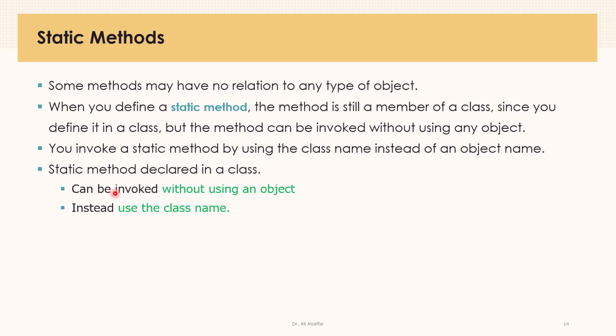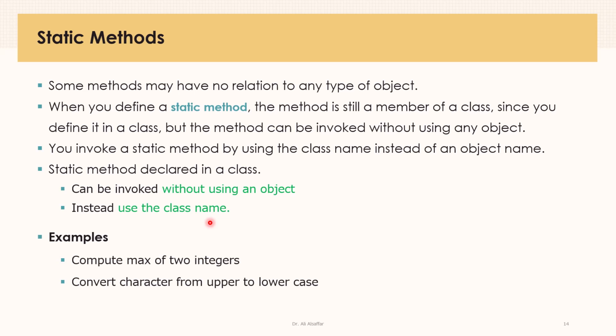In more detail, a static method declared in a class can be called or invoked without using any object. This is what we have just said a moment ago. And instead of using the object, because we don't have an object, you use the class name. As an example, as I said, you may want to create a method that finds the maximum between two integers. As another example, suppose you would like to write a method that converts characters from uppercase to lowercase. The best way to do that is to define them as static methods.